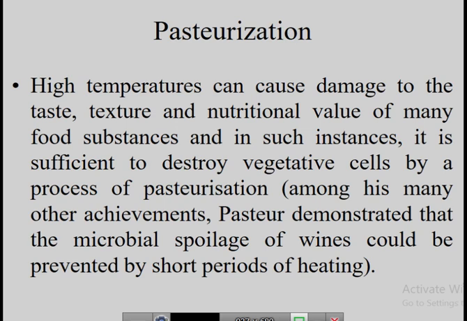He demonstrated that the microbial spoilage of wines could be prevented by short periods of heating. He was the first person who told that heating below 100 degrees Celsius can also be effective to kill some microorganisms, of course not their endospores. But he was the person who found a solution to prevent spoilage of wines.